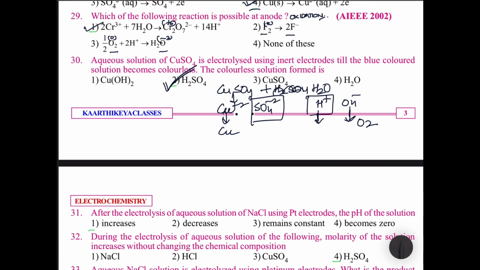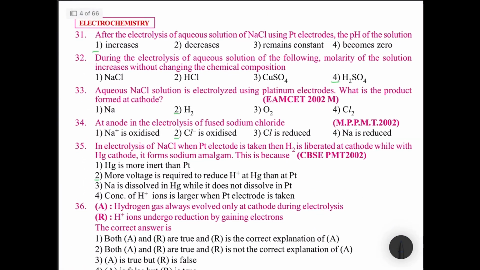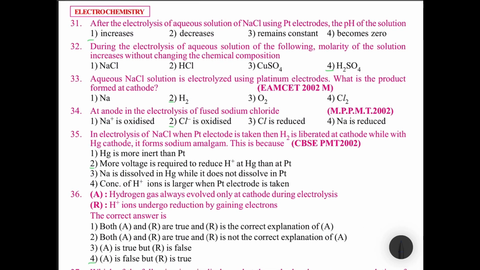One very interesting question. 31st question, you see, after the electrolysis of aqueous solution of NaCl using platinum electrodes, the pH of the solution increases. Why? NaCl plus water gives you NaOH, hydrogen gas at cathode, chlorine gas at anode, correct? This is at cathode, this is at anode. So NaOH is formed in the solution. Sodium hydroxide is a base. When it is formed in the solution, the pH automatically increases, right?